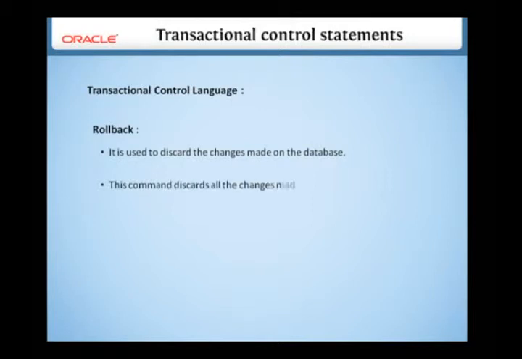Now, we'll see in detail about the rollback command. Rollback is a transactional control statement. It is used to discard the changes made on the database. This command discards all the changes made on the database since the last transaction. After executing the rollback statement, the state of the data is rolled back to the way it was before changes were made.